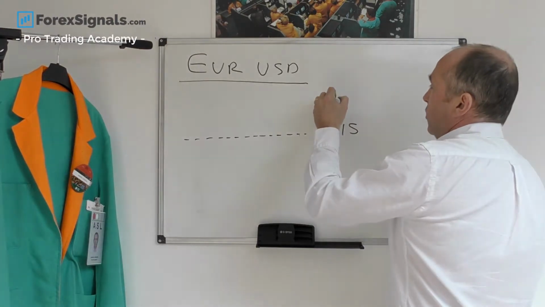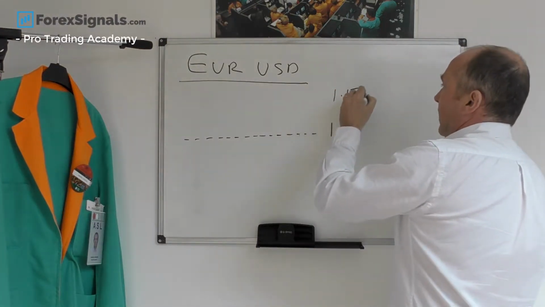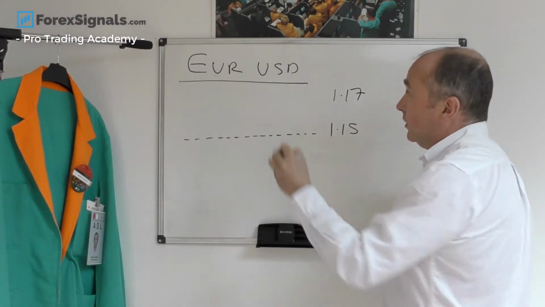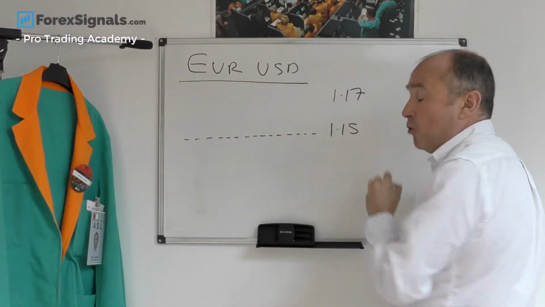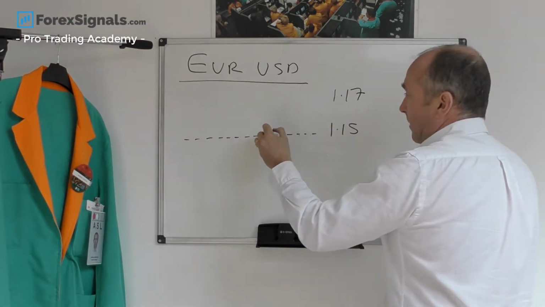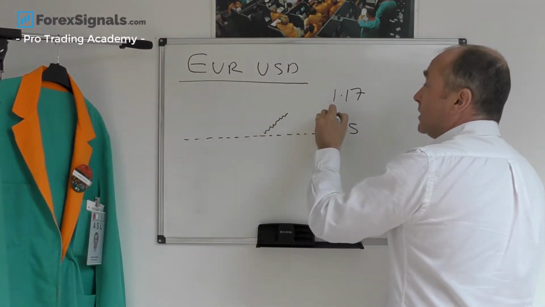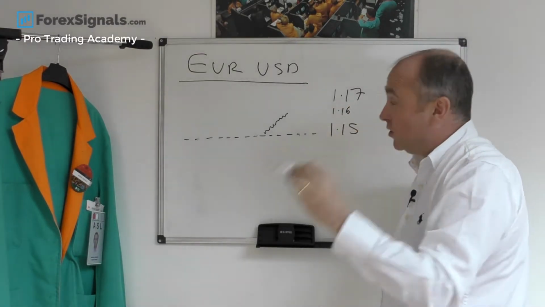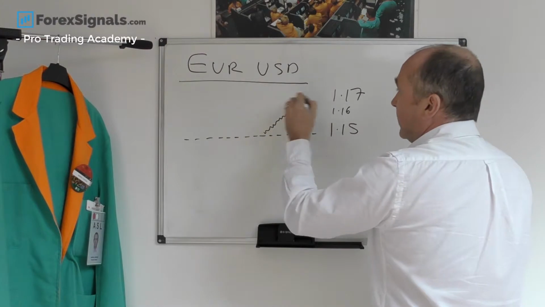So for example, you may have a sell limit placed with your broker. That's an order to sell the euro USD at a higher price than where it's currently trading. So if the market does trade up, it might get to 1.16. Are you going to sell at 1.16? No, your limit is 1.17. This is your sell limit.